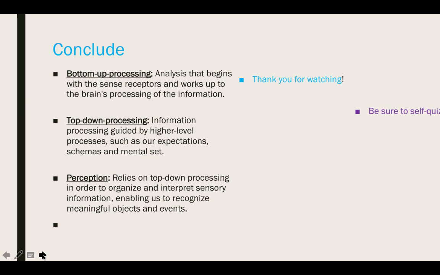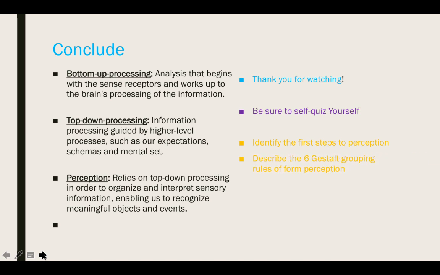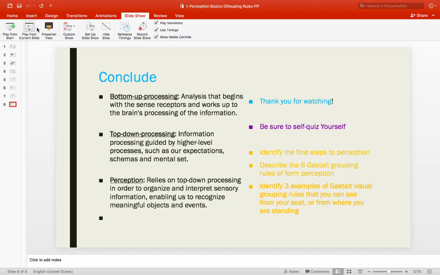So some additional questions for you. So thanks for watching. I know this was a little long, one of our longest videos. Be sure to quiz yourself. Can you identify the first steps of perception? Can you describe the 6 grouping rules? And could you give me 3 examples of visual grouping rules that you can see from your seat or from where you are standing? Thanks again, and we'll talk soon.